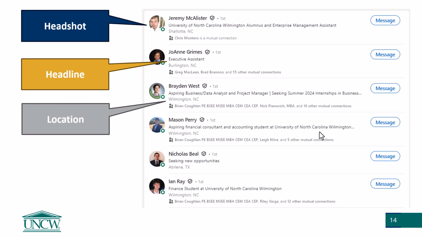The other thing it shows is location. So this will be important with respect to job search. As companies look to find you, location will be important for them. So you need to think about what location you put there.